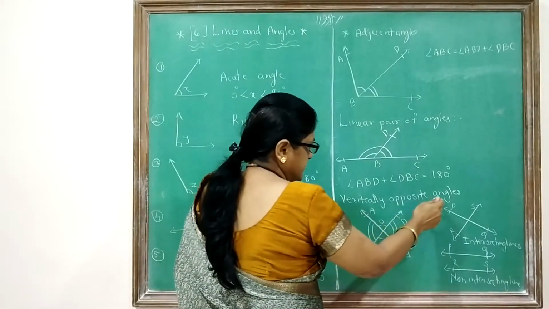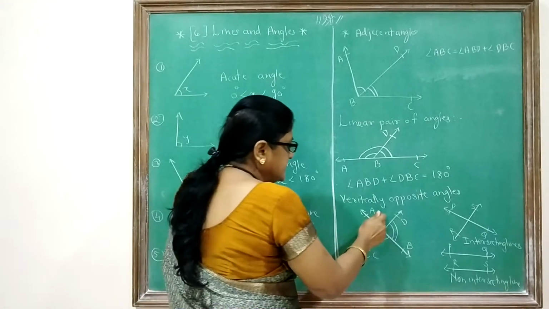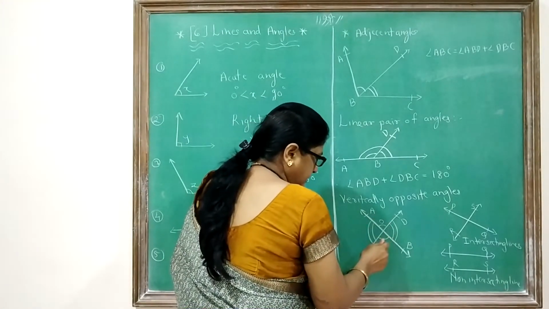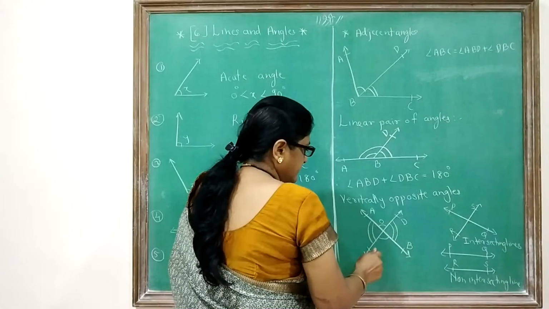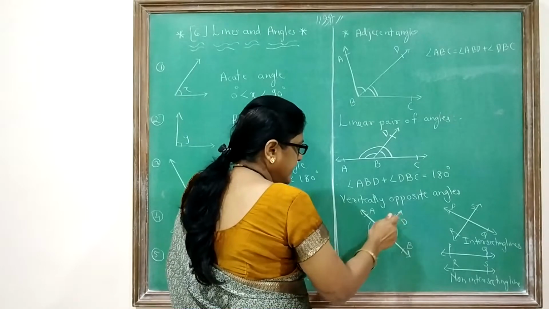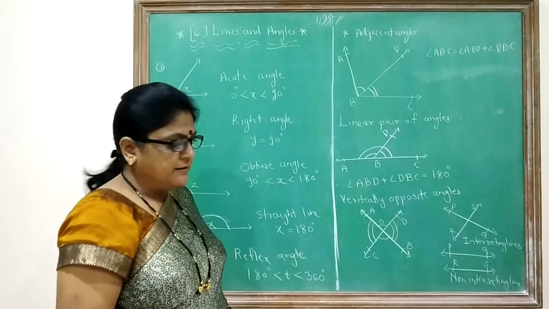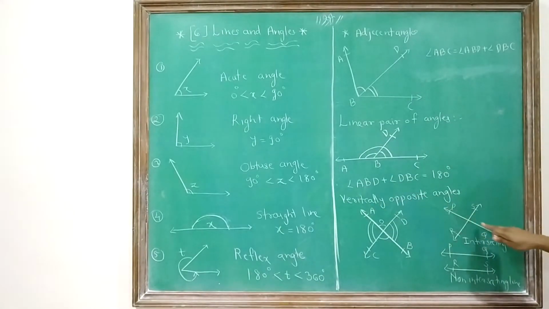Then vertically opposite angles. Two lines are intersecting at O. This angle and this angle, they are called the vertically opposite angles. That is AOD equal to BOC, they are the vertically opposite angles. And also AOC and DOB, they are the vertically opposite angles. These are the intersecting lines, they are intersecting at one point, and these are non-intersecting lines because they do not intersect each other, they are separate lines.